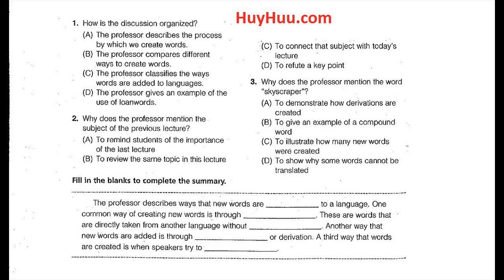1. How is the discussion organized? 2. Why does the professor mention the subject of the previous lecture? 3. Why does the professor mention the word skyscraper?